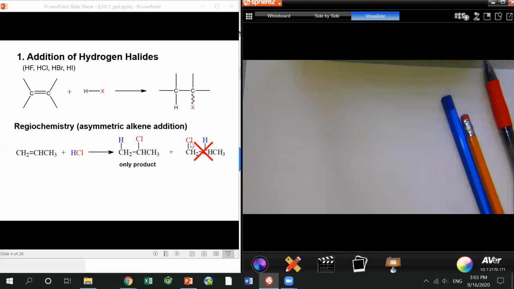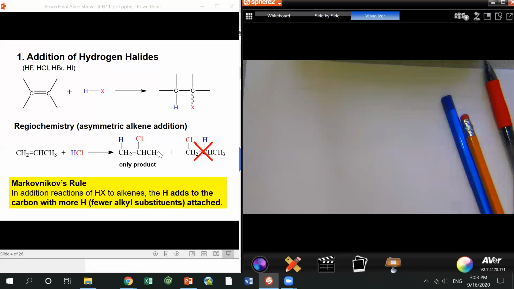But in reality, we only get one major product: the carbon with more hydrogens picks up the hydrogen, and the internal carbon picks up the chloride. That's one of the most important regioselectivity rules in organic chemistry, called Markovnikov's rule. When you add HX to the alkene, the hydrogen adds to the carbon with more hydrogens attached, and the halide goes to the carbon with less hydrogens attached.